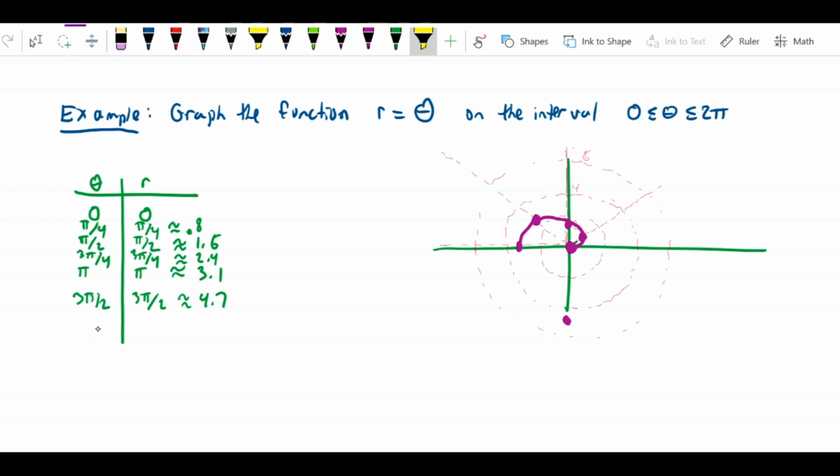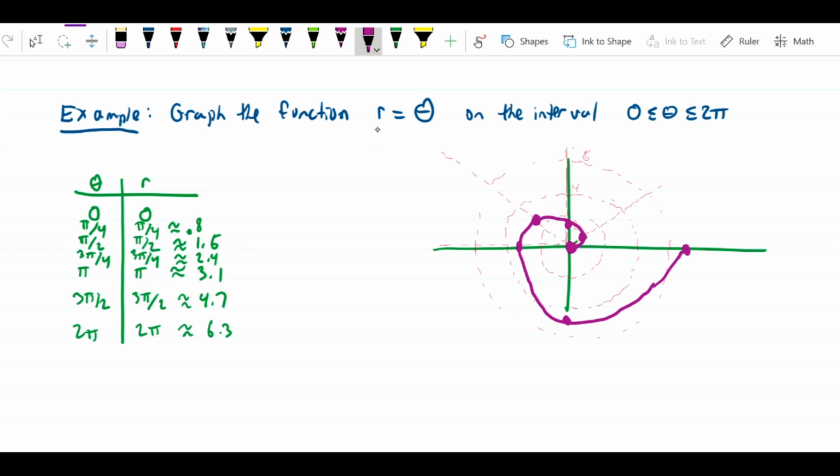And then finally, let's do 2 pi. r is going to be 2 pi, which is approximately 6.3. The third concentric circle is 6, because each of these is 2 units, and that takes me about there. So looks like that's my shape. This is the graph of r equals theta.